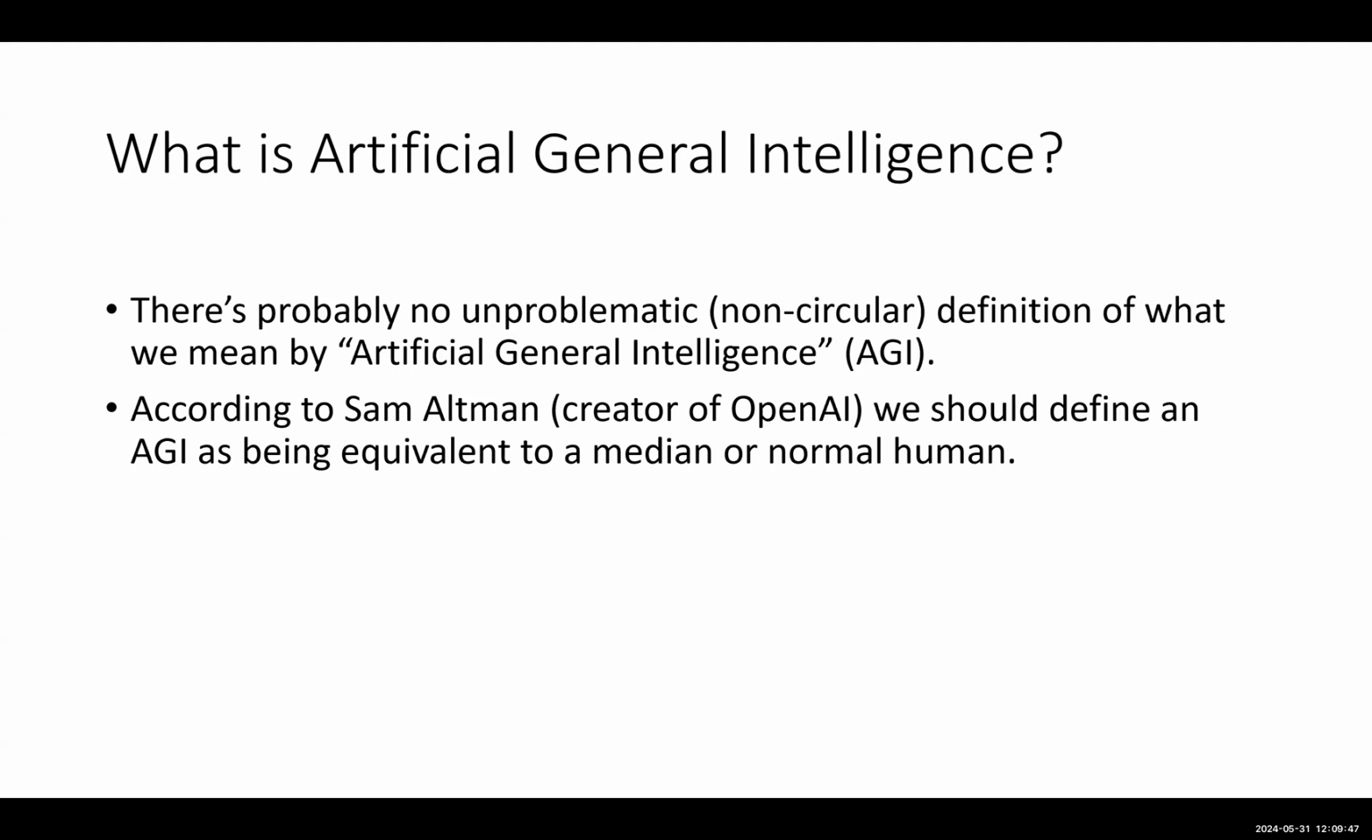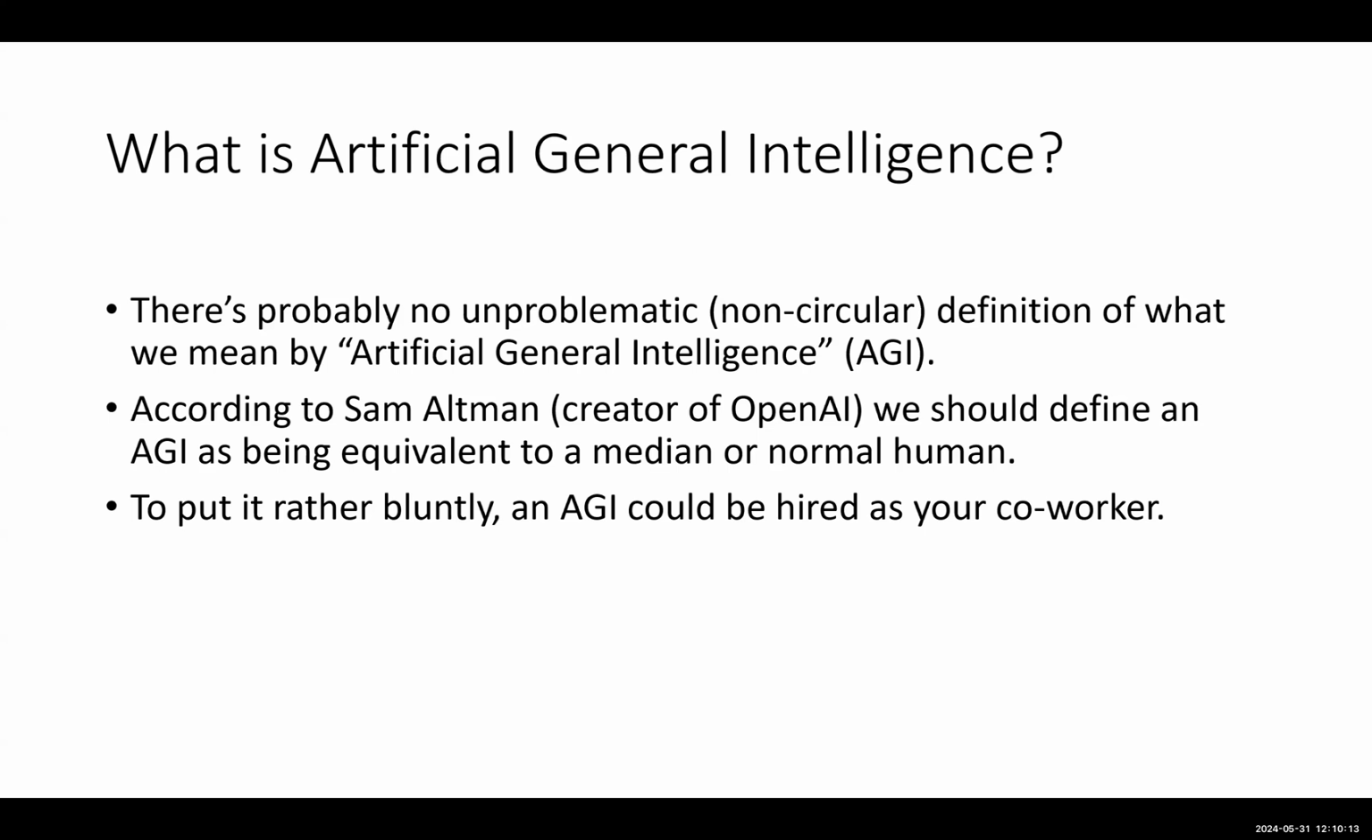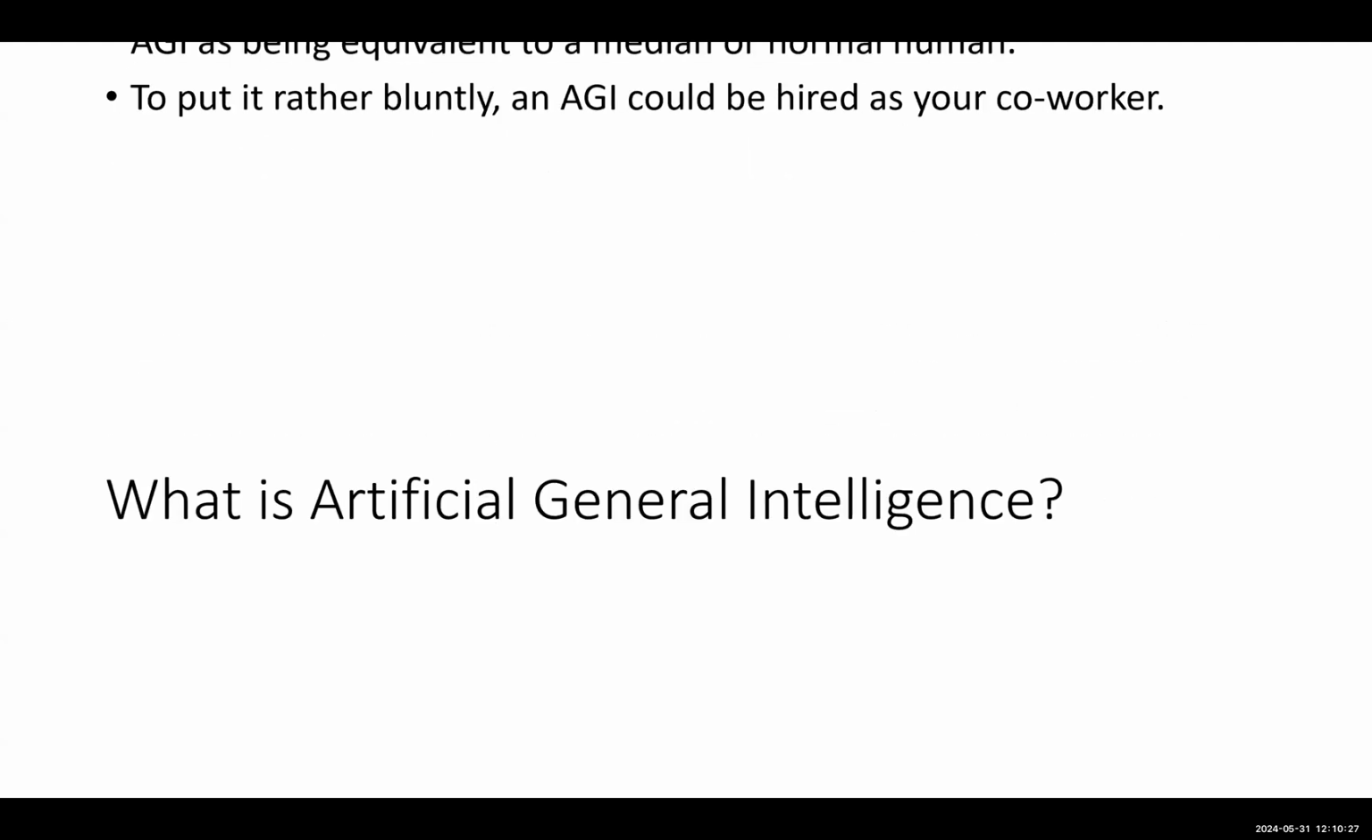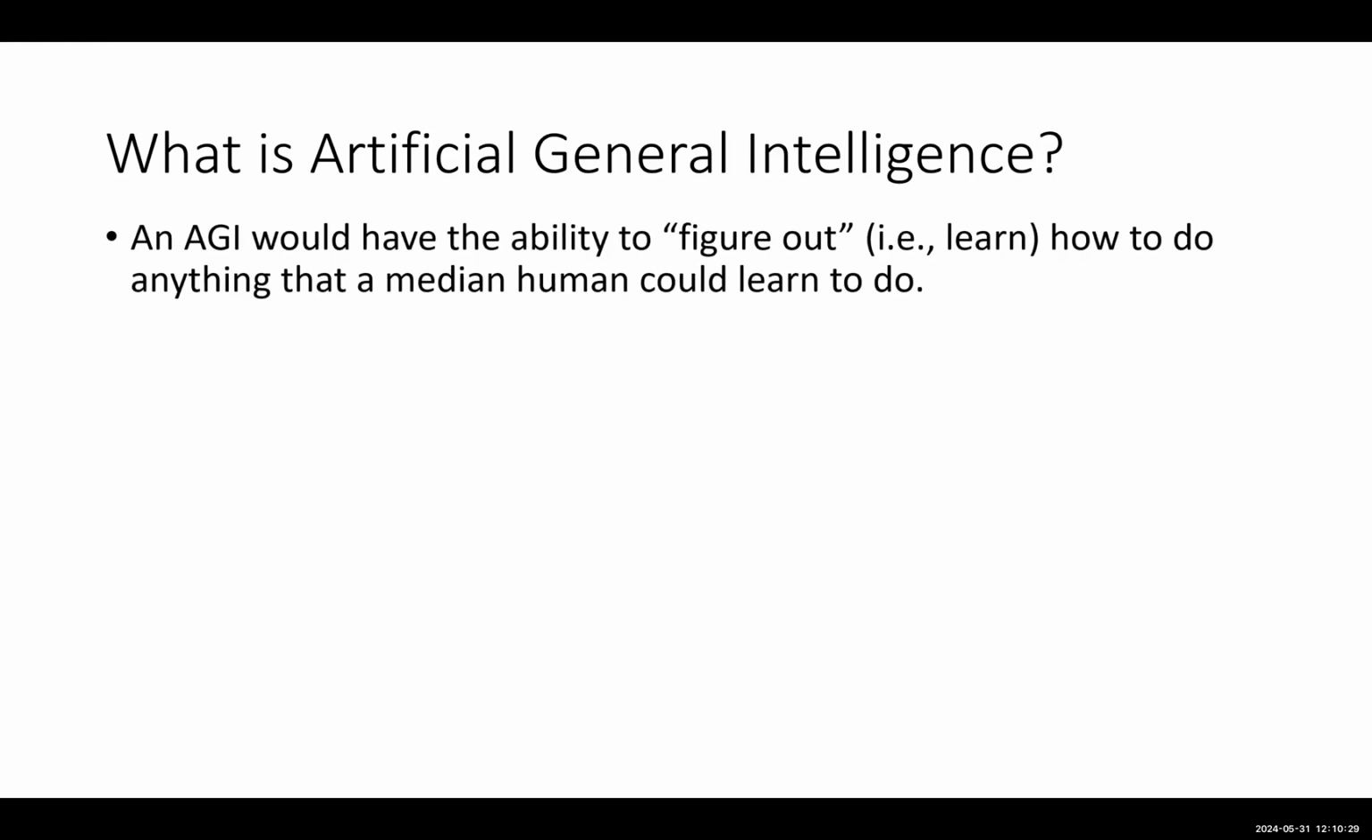Altman says that AGI is understood or should be understood as essentially being equivalent to what he calls a median or normal human being. So, if we were to be rather blunt, then we could define AGI as being something that could be hired as your coworker, an artificial intelligent machine that could be hired to replace you, perhaps replace your job. Another way to think about that is that AGI would have the ability to figure out or learn how to do anything that a median or normal human being could learn to do. Anything that you could do, it could do too, maybe even better.